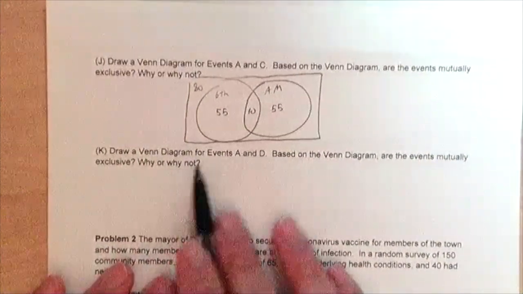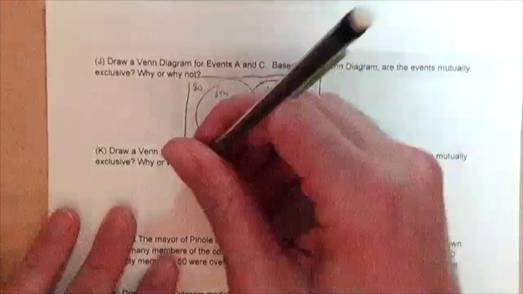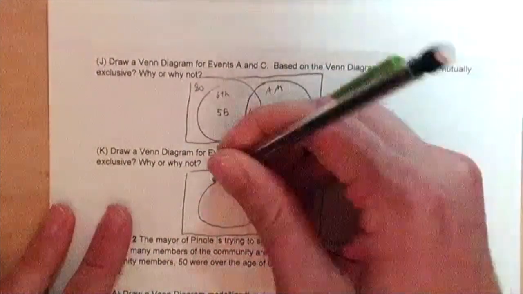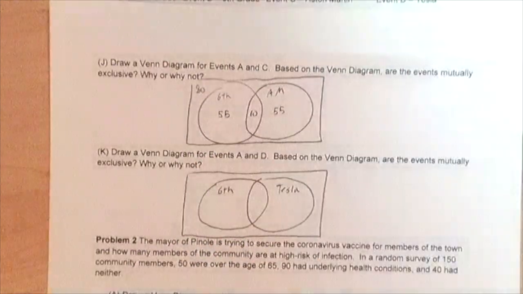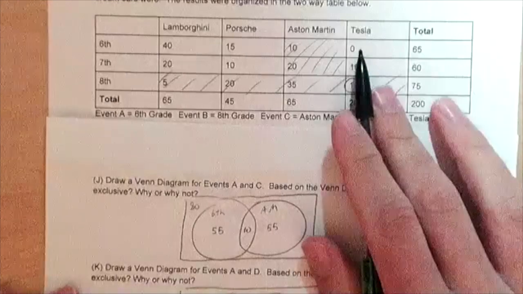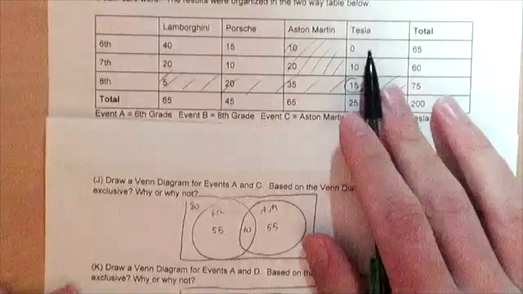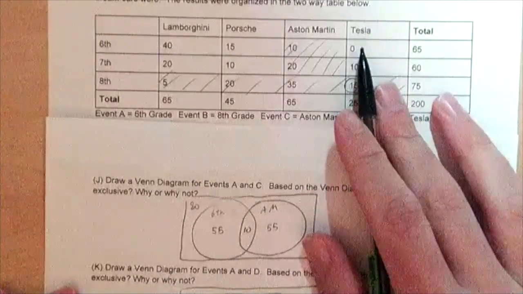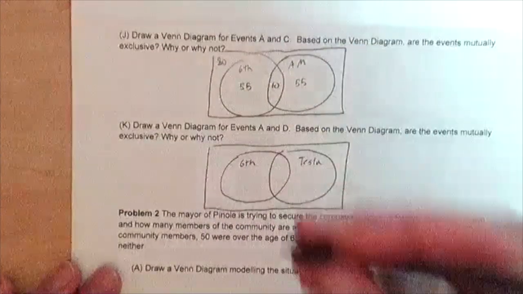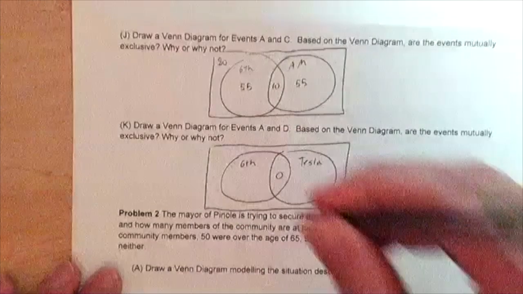So for K, we're also going to draw a Venn diagram with A and D. So let me just set that up. So this is sixth grade and Tesla, and the intersection here is 0, and that's going to be the big gist of this whole thing. Hopefully you noticed that. But there's no sixth graders who like the Tesla. So the intersection is 0.